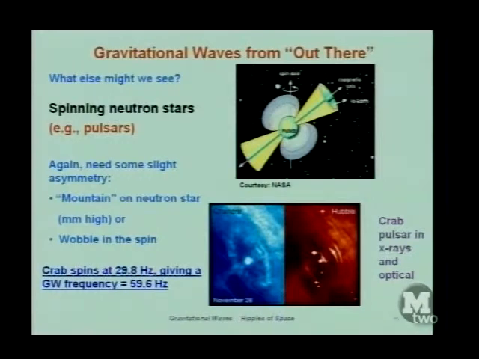Here's a picture in the optical from the Hubble Space Telescope and in the X-ray from the Chandra Telescope. These are both satellite telescopes, showing the Crab pulsar. I talked about that a little bit earlier. This pulsar rotates at a frequency of 29.8 hertz, which means the gravitational wave frequency is twice that at 59.6 hertz. So let me play for you what the Crab pulsar would sound like if we could detect it in gravitational waves.